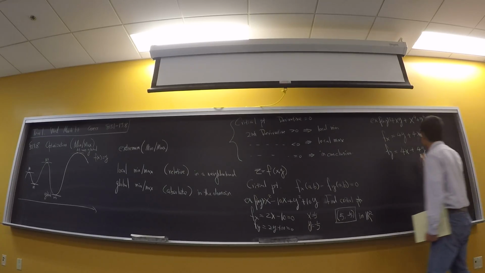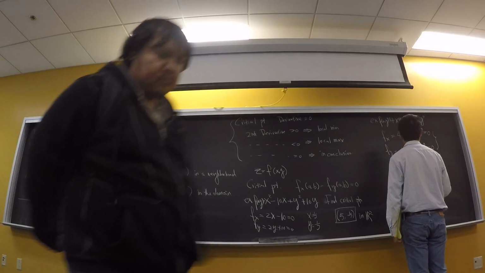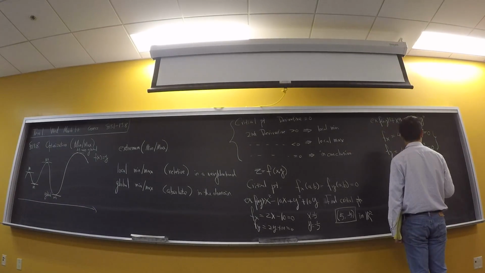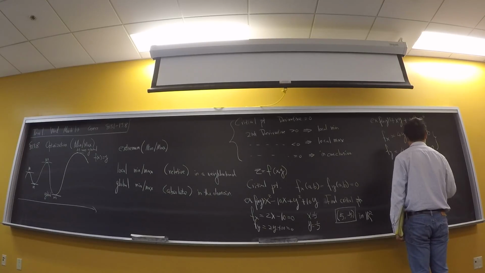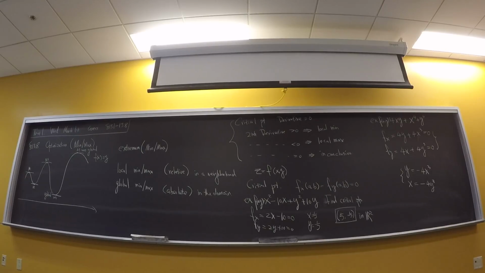So basically, I can easily simplify these two equations into y is equal to minus 4x cubed, and x is equal to minus 4y cubed. So these are the two equations right here. I want to do substitution to eliminate one of the variables. Which one can you do? Actually, you can do both, right?